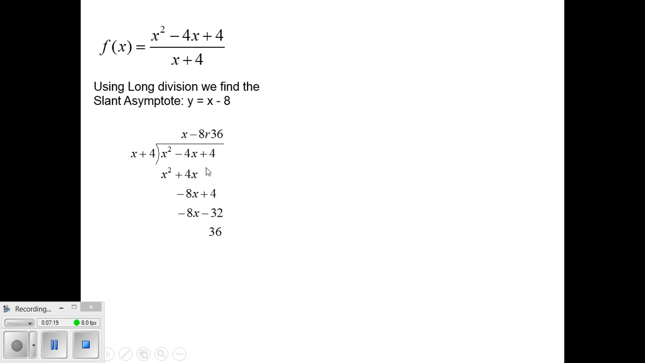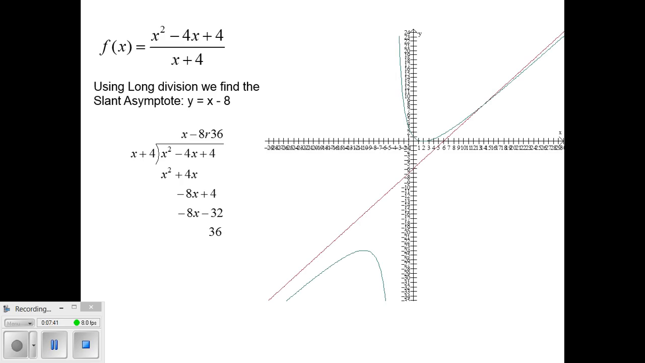And really, moving towards infinity, that remainder expression, 36 over x plus 4, for all intents and purposes can be ignored. So we can get out of this our slant asymptote of y equals x minus 8. And here comes our graph. Of course, there's our line x minus 8.